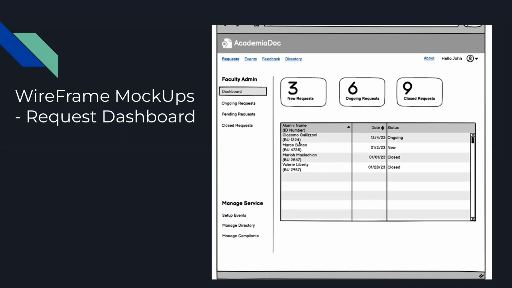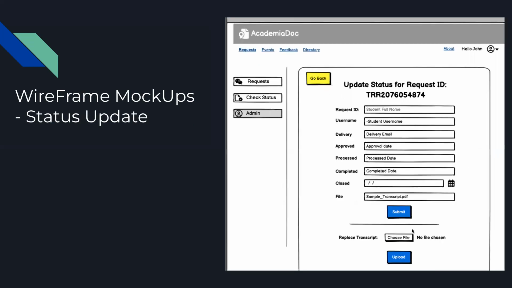And here they'll be able to see the names of the alumni that have requested a transcript, the date that they requested the transcript, and the status of these requests. They can also filter these requests according to ongoing, pending, or closed. That's that. And the next page will be the status update page.